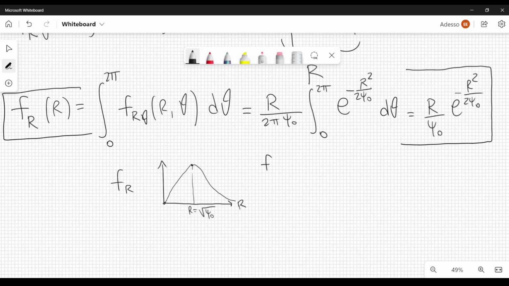So if we consider the function f sub r of r times dr, this will be the probability to find the peaks between the value r and r plus a small increment dr. And this probability here is maximum where r is equal to the square root of psi 0. So it means that this function will be maximized when we are in the vicinity of the standard deviation.